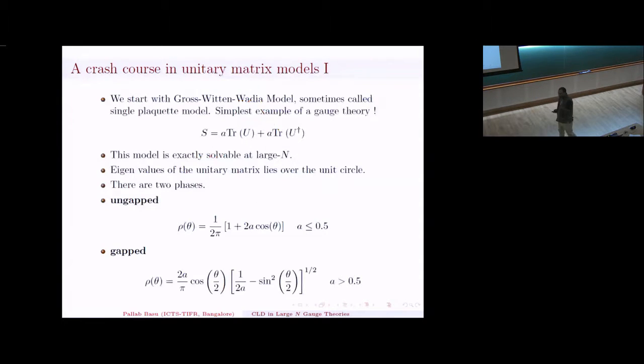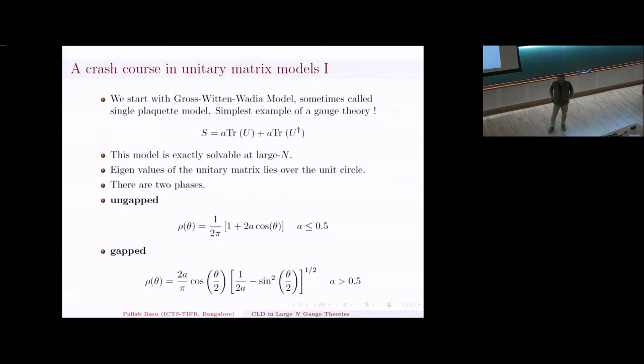But the take-home message for our purpose is that there are two phases in the theory. One is ungapped, one is gapped, and there is a third order phase transition. And this has been solved long before. And this model, as you can see, the action is not complex. So this is not what we are interested in at the end.